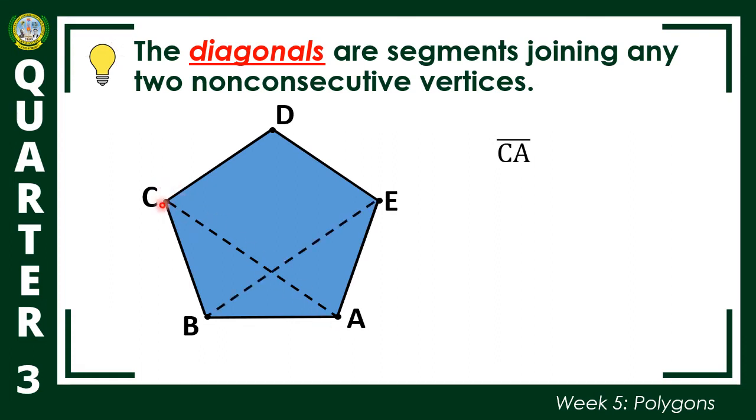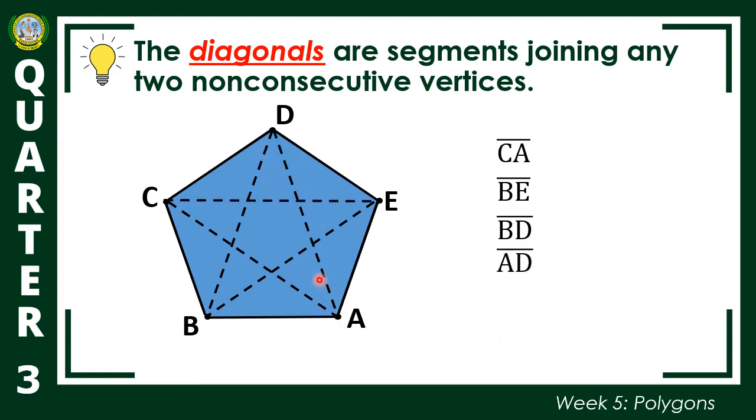Another diagonal is from B to E. So this is line segment BE or EB. We also have line segment BD or DB, line segment AD or DA, and line segment CE or EC. So all in all, we have 5 distinct line segments or diagonals in this 5-sided polygon.